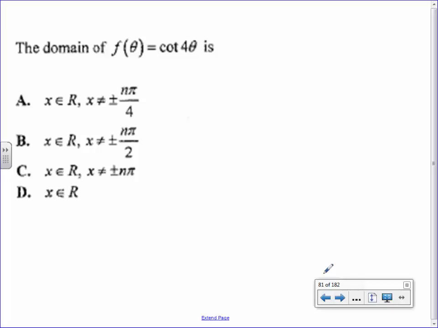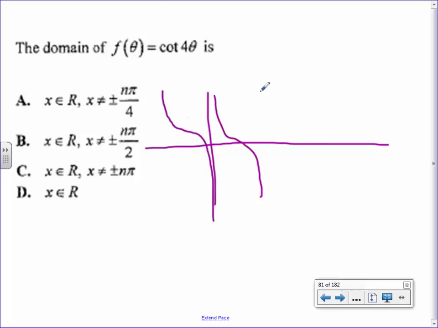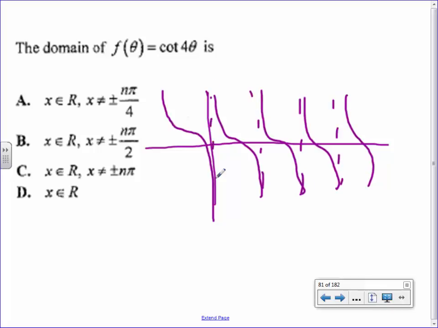Another one. Cotan of 4 theta. So first, let's talk about what a cotan graph looks like. We just did it a little while ago today. A cotan graph looks something like this. It goes whoosh, whoosh, whoosh. That makes sense, folks. And basically, it has a whole bunch of asymptotes in between. That's your basic cotan graph.